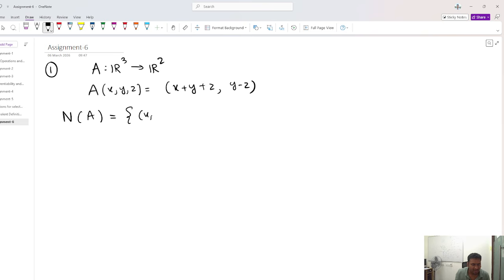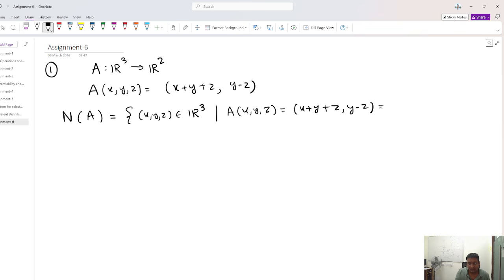No one should cut your marks on notations. If some TA is doing that, which I have heard, please inform us. We will take care of that. There are some TAs I know who are cutting marks on notation, so that should not happen. Okay.